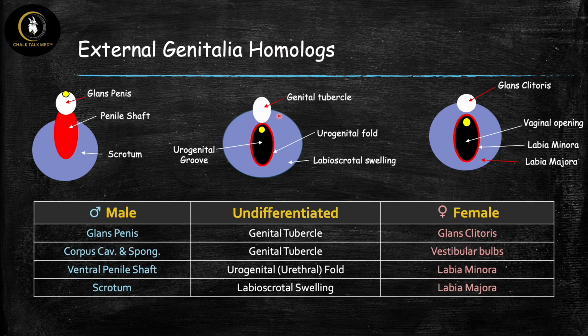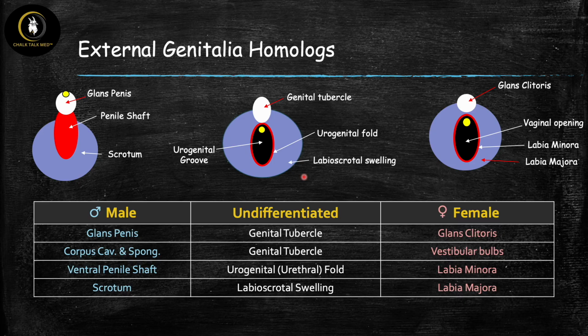All right, so I know there's a lot going on here, but don't worry, I'll walk you through all of these. So just like we saw with the glands, the external genitalia also have homologs in the female versus the male. And so what this means is that we're going to start with this undifferentiated, and then we're going to learn these key structures, and then we're going to see what each of them become in each sex.